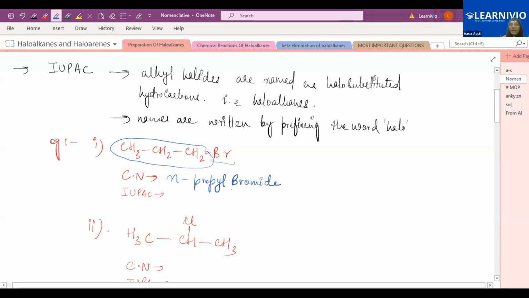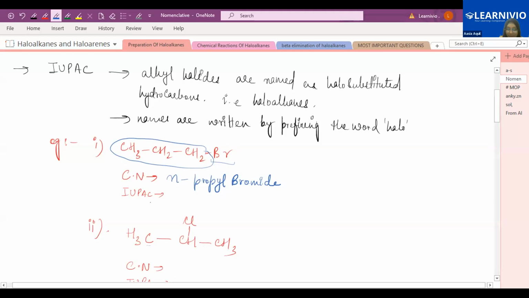And see, in IUPAC nomenclature, how to name the compound. Alkyl halides are named as halo substituted hydrocarbons. We write the halogen first as a prefix. Suppose this is bromine, right? So we write the prefix for bromine, bromo. If it is chlorine, we write chloro, then iodo, and so on.